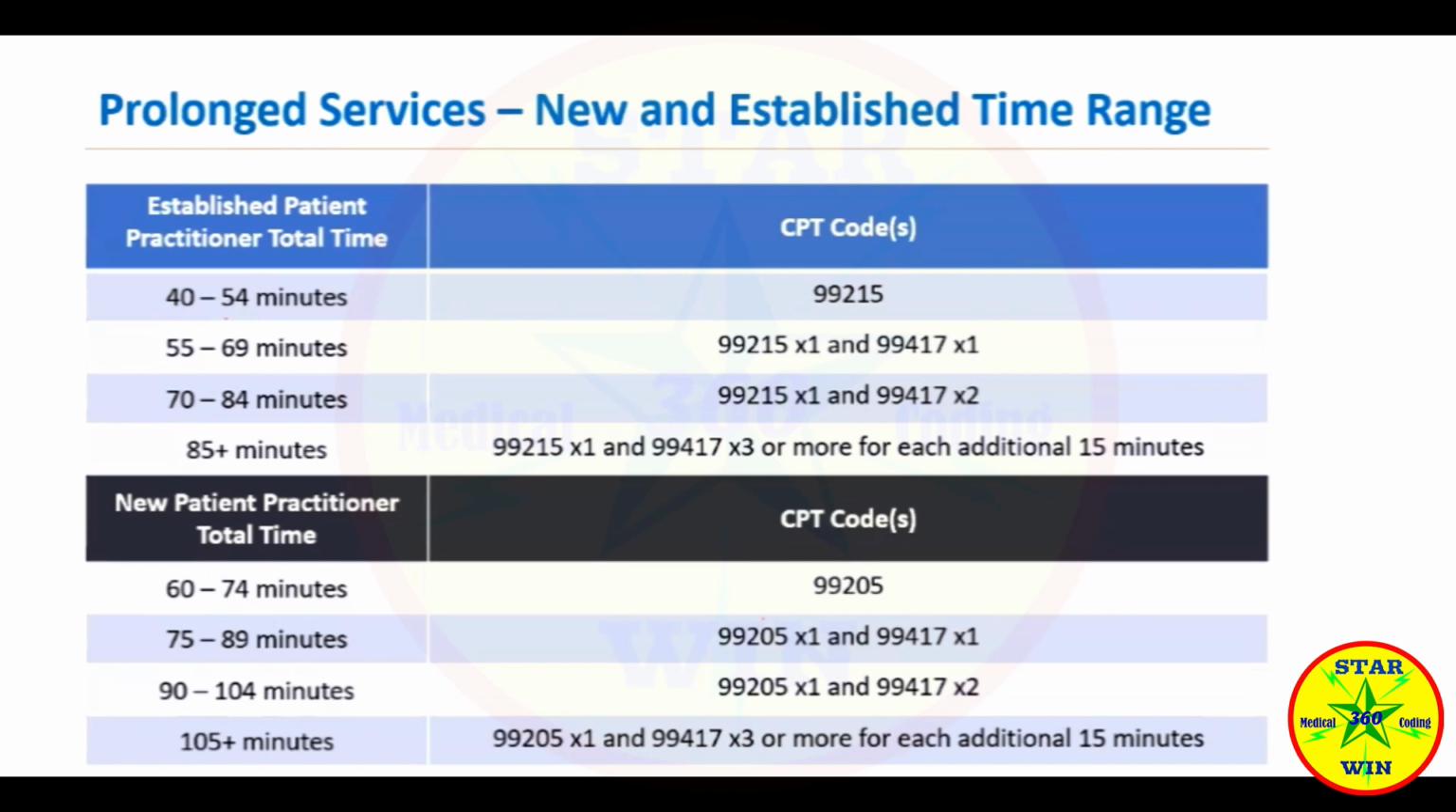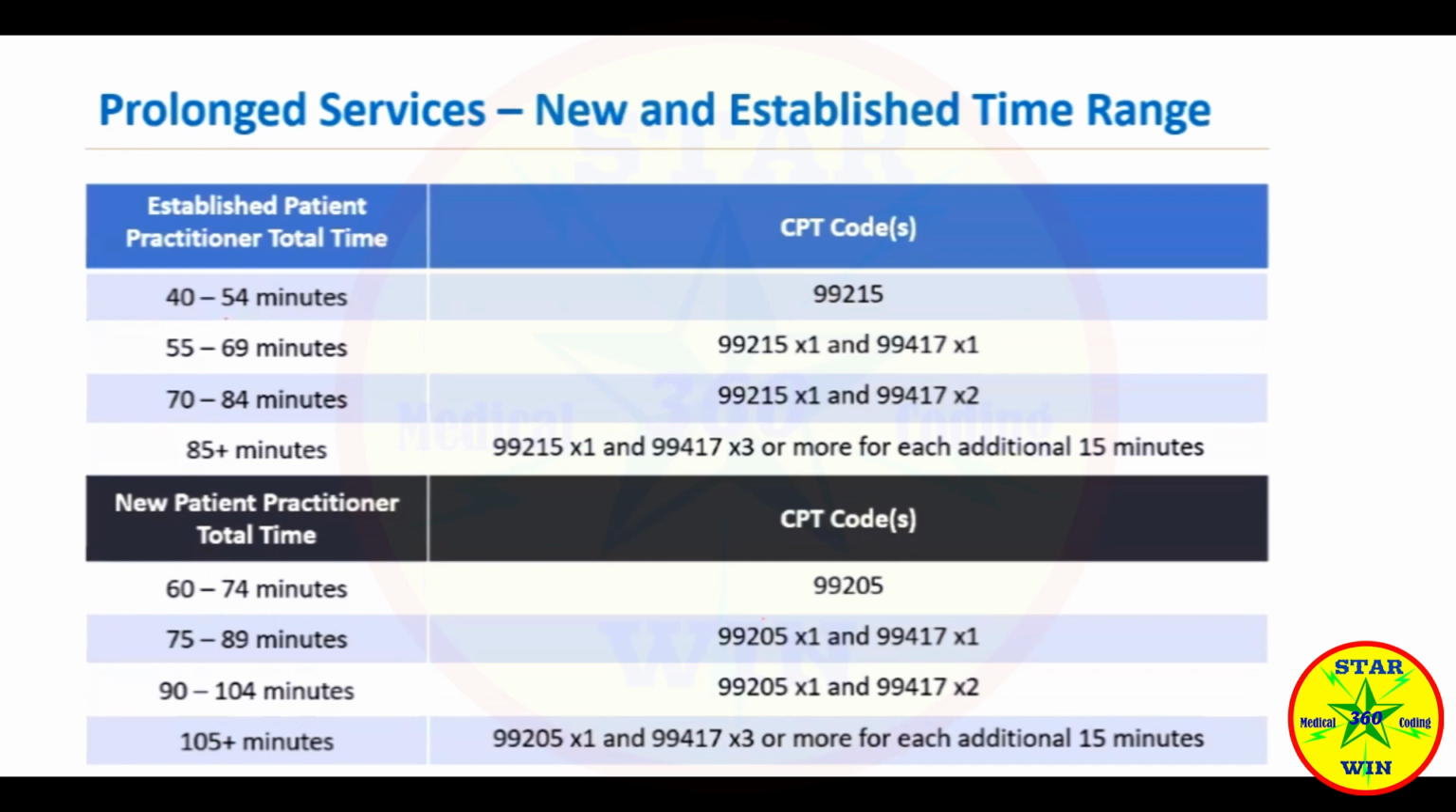So to code 99215, what is the time required? 40 minutes. If the physician documented total time, it includes both face-to-face and non-face-to-face. So if the physician documents 40 minutes total time, then we can assign 99215. So why is 54 required? From 40 till 54 minutes, we are going to assign only 99215.